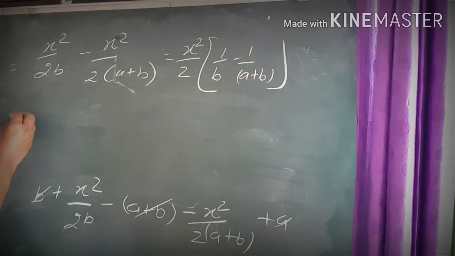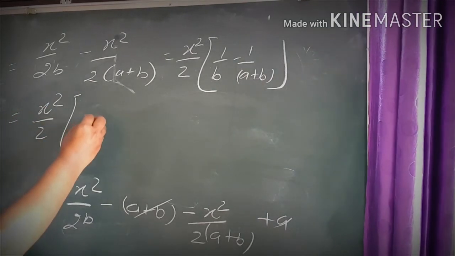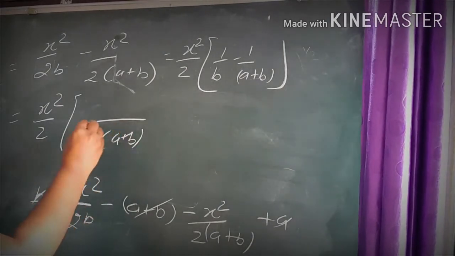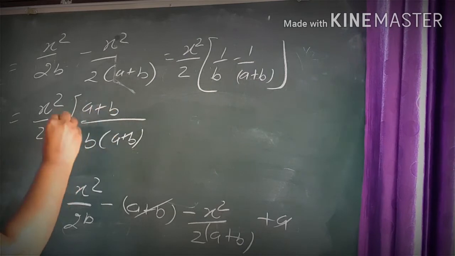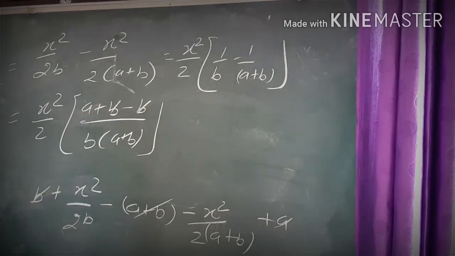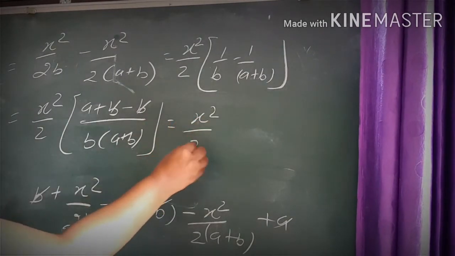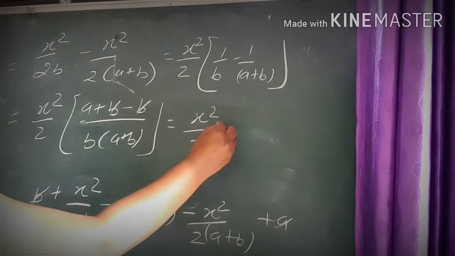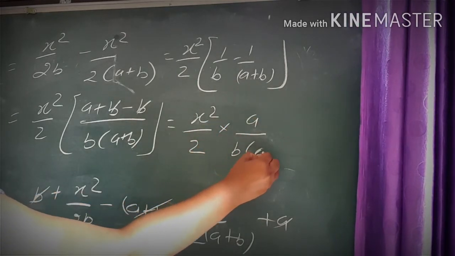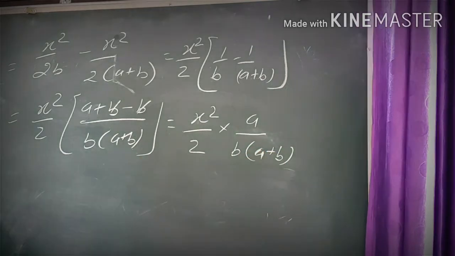Again taking LCM, we have x square by 2 into b into a plus b, a plus b minus b. b will be cancelled out, and the remaining terms are x square by 2 into a by b into a plus b. Finally, we got this result.